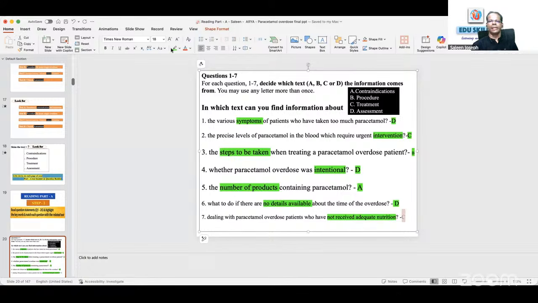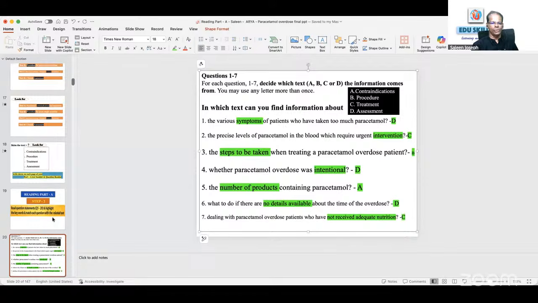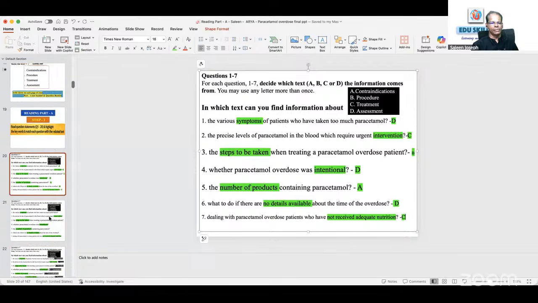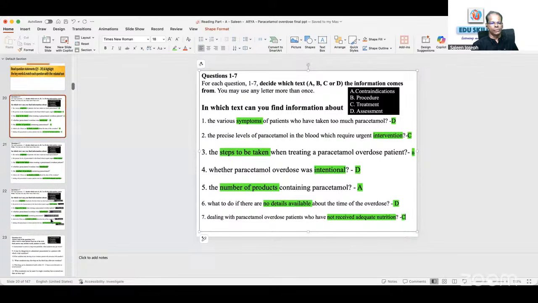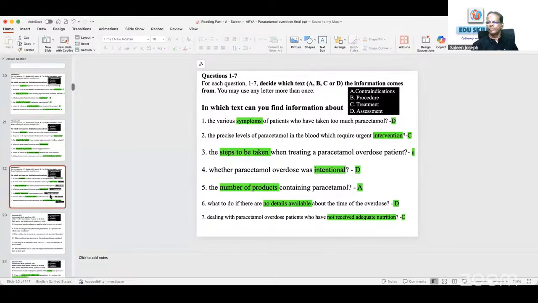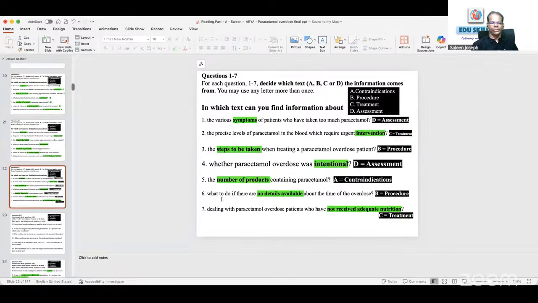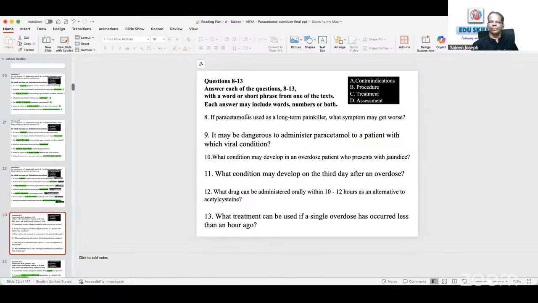Yes. That's it. The hedging words for 1 to 7. So you have it here. Yes, all you predicted correctly. That's great. Now 8 to 13.